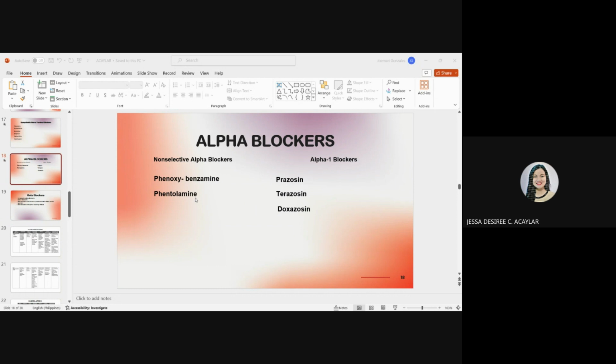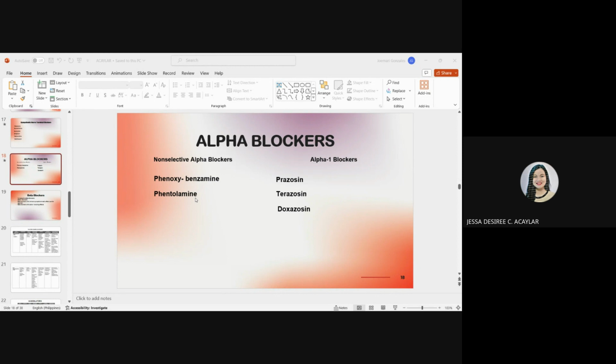Ang alpha 1 blockers like prazosin, terazosin, and doxazosin, yung site of action, syempre po is sa alpha 1 receptors. The mechanism of action, it selectively blocks the alpha 1 receptors in the arterioles and the venules. Ang effect niya po ay nakaka-lower po siya ng BP by preventing the sympathetic vasoconstriction, and reduces the prostatic smooth muscle tone.